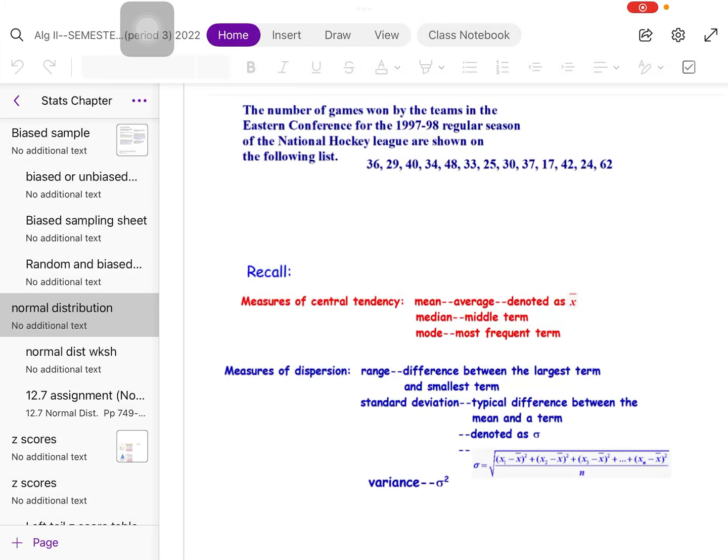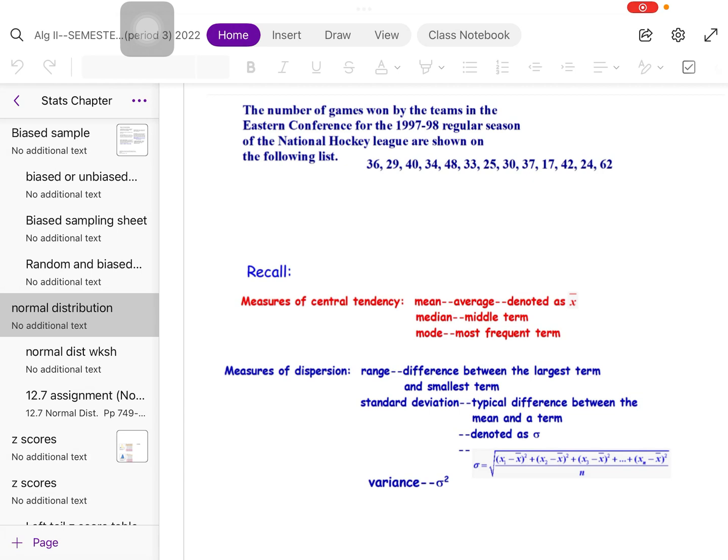Today I'd like to talk to you about normal distribution. And in order to talk about normal distribution, I want to just review some things from your past about statistics that you should know. So I have this example. The number of games won by the teams in the Eastern Conference for the 1997 to 1998 regular season of the National Hockey League are shown as follows.